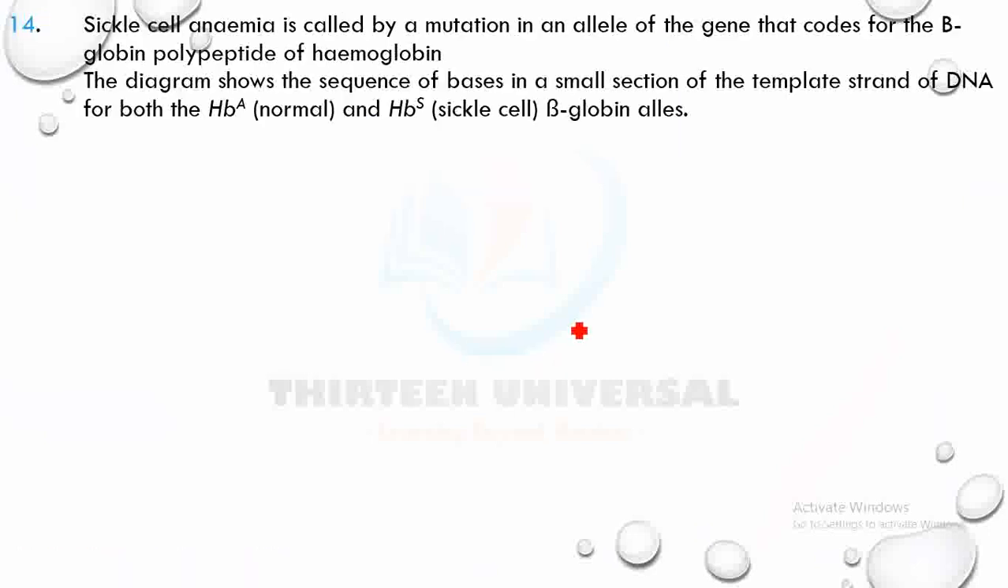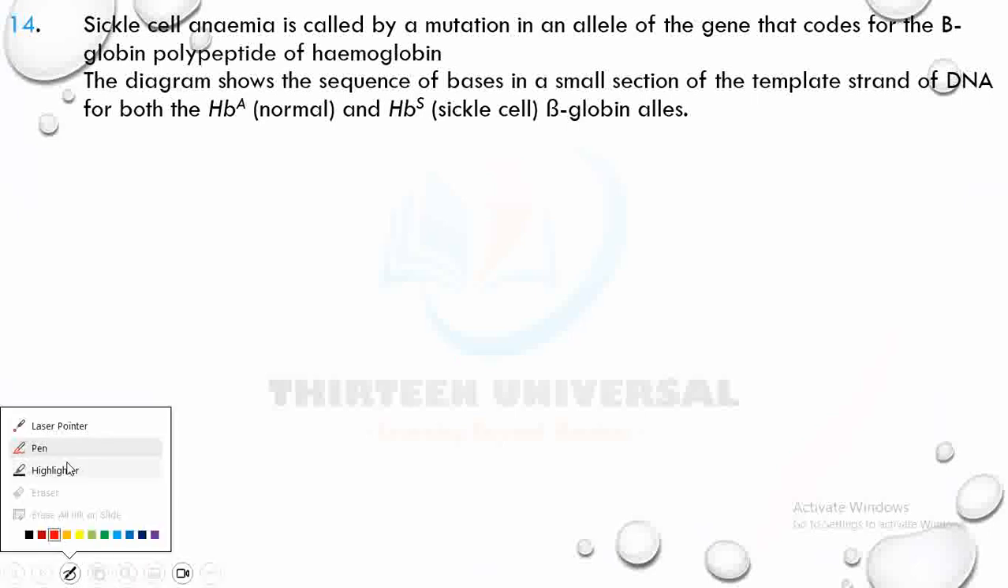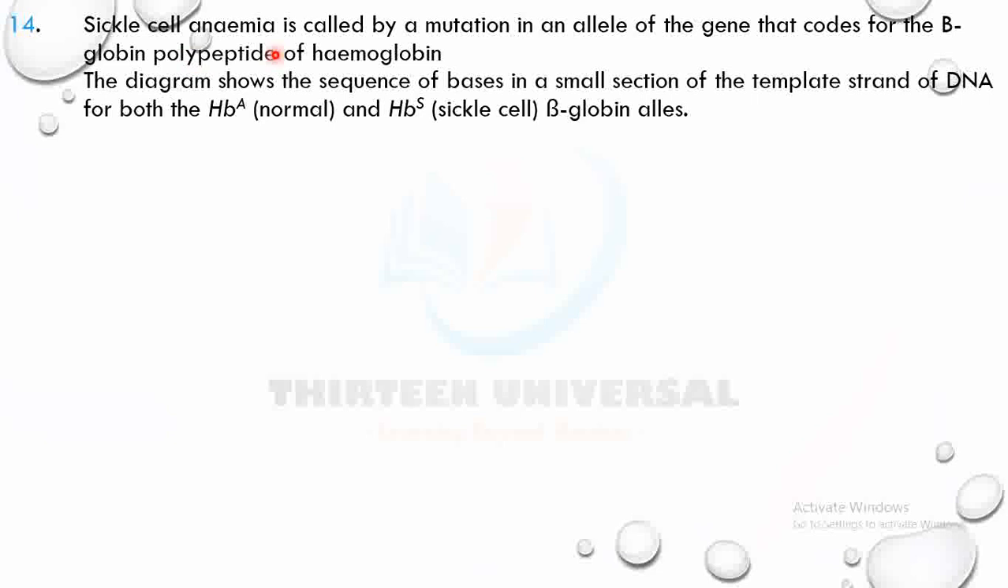Yeah, let's go. Sickle cell anemia mutation. Sickle cell anemia is caused by mutation in one allele of the gene that codes for the beta globin polypeptide of hemoglobin. The diagram shows a sequence of bases in a small section of template strand of DNA for both HbA, that's the normal allele, and HbS, the sickle cell allele, beta globin alleles. There's a typo in the spelling. This is for normal, and this is for abnormal.